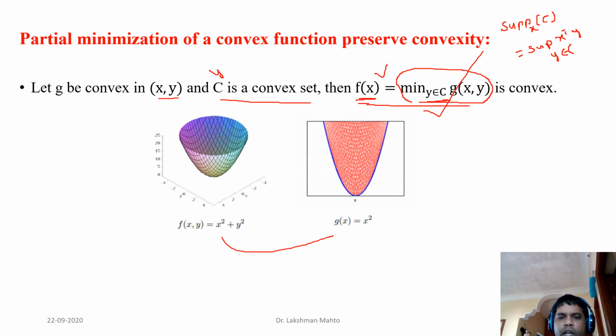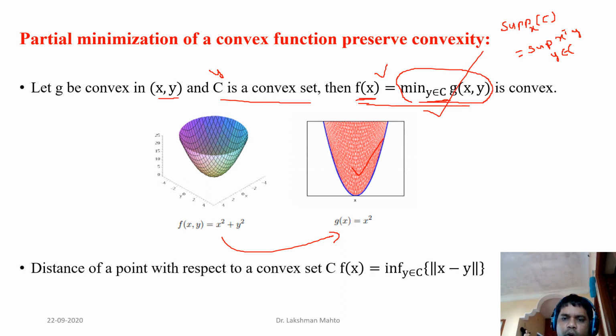If you are taking a function of two variables, x square plus y square, and you minimize with respect to y, what function will you get? You will get just x square, and x square, from the graph you can easily see, is a convex function.